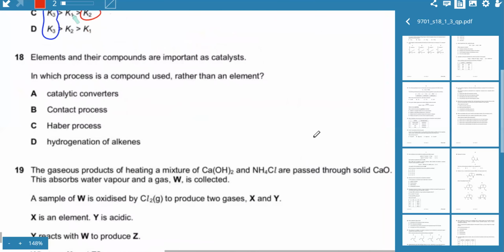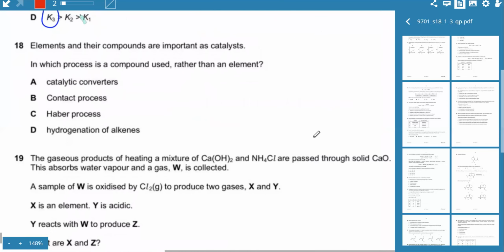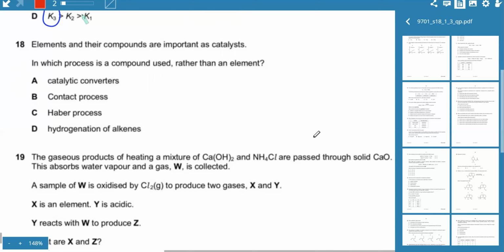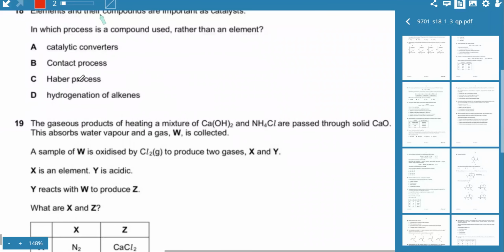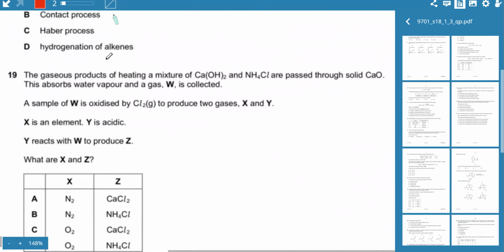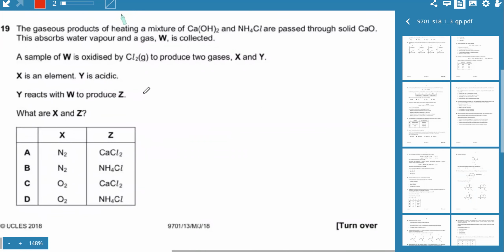And the next one is elements and compounds as catalysts. In which process is a compound used rather than an element? That's the contact process, it's V2O5. The Haber process for ammonia uses iron. Hydrogenation of alkenes uses nickel. The catalytic converter uses platinum or palladium. So the contact process catalyst is the compound.